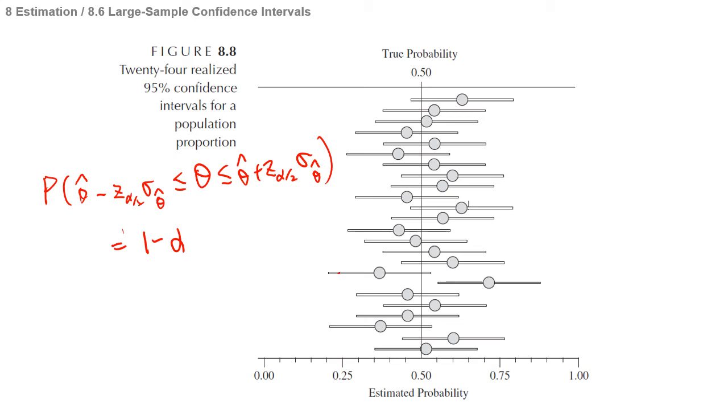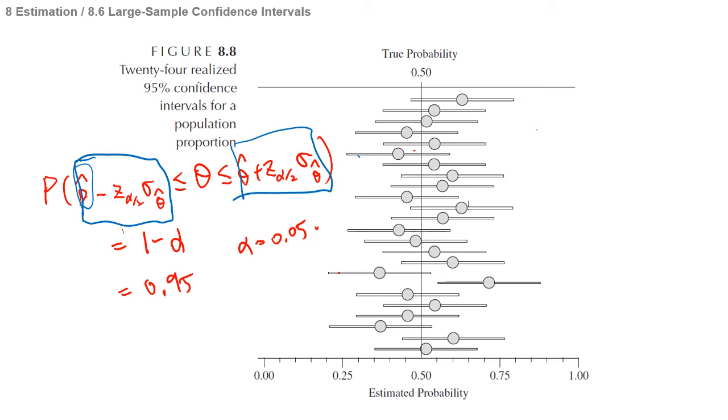From here, if we take alpha as 0.05, then this is 0.95, and the explanation is something like this. Since theta hat is a random variable, these two parts are random, so the confidence interval is randomly decided. What this implies is the probability of our confidence interval enclosing the true parameter theta.